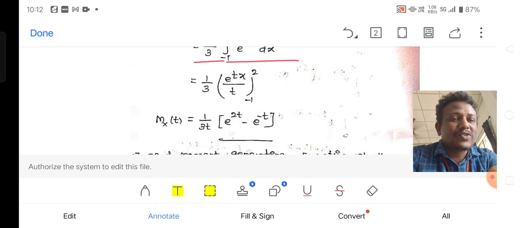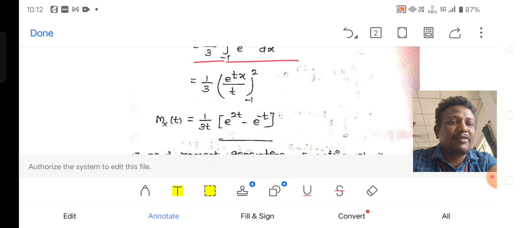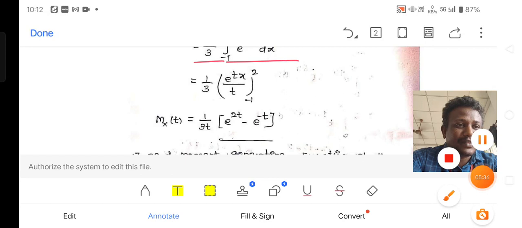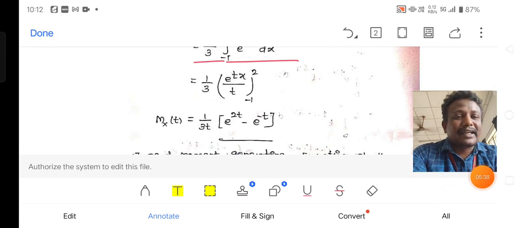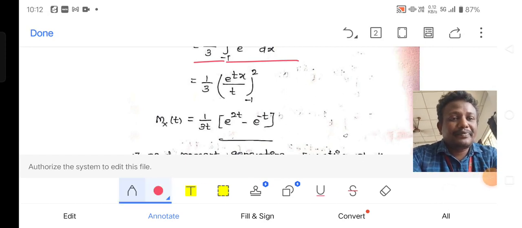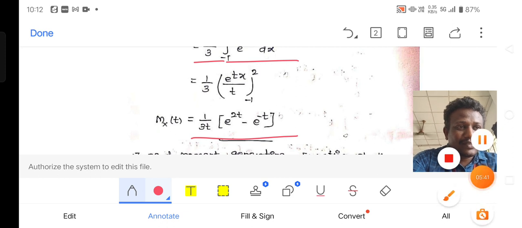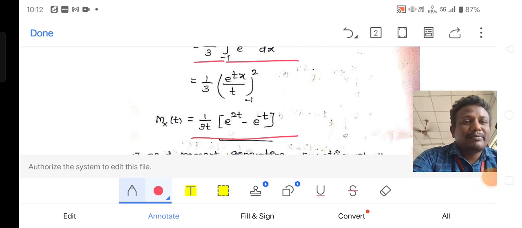Okay, now substitute the limits. When you substitute 2, it is e power 2t divided by t. When you substitute minus 1, it is e power minus t divided by t. So it is divided by 3t, which is common and can be kept outside. Okay, now thank you. We will meet in the next video.